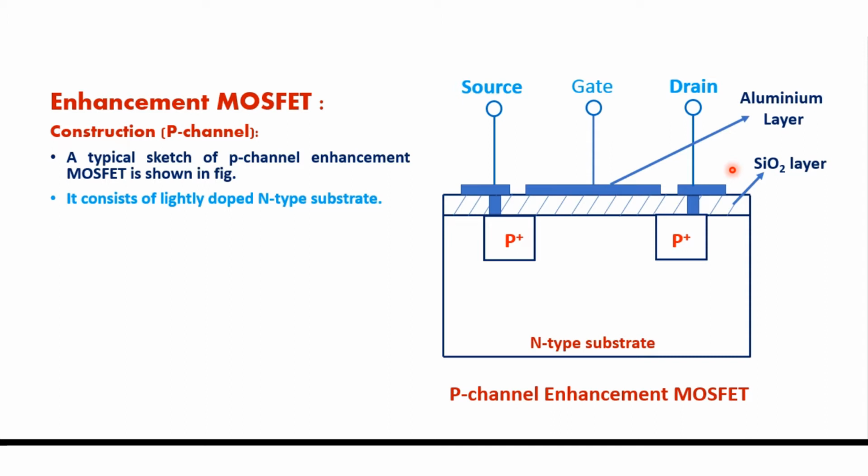Then a thin layer of metal aluminum is formed over the layer of silicon dioxide. The metal layer covers the entire channel region and it forms the gate, that is G.